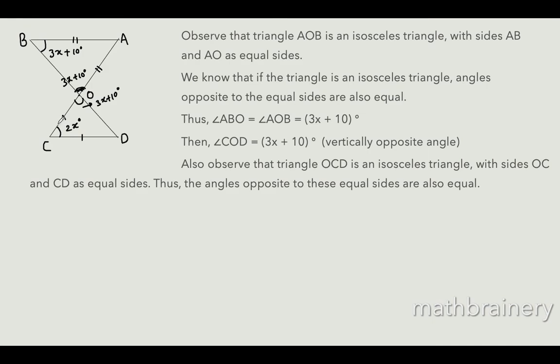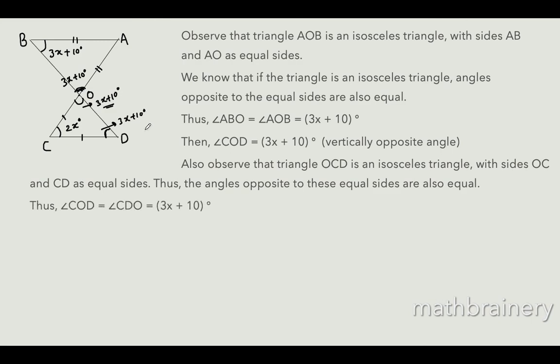That means to say the angles opposite to the equal sides must be equal. You see this side CO is an equal side and side CD is an equal side. What is the angle opposite to this side CO? It is this angle CDO or ODC. And what is the angle opposite to this side CD? It must be this angle COD. So these two angles must be equal. So if this is 3x plus 10, this angle must also be equal to 3x plus 10.